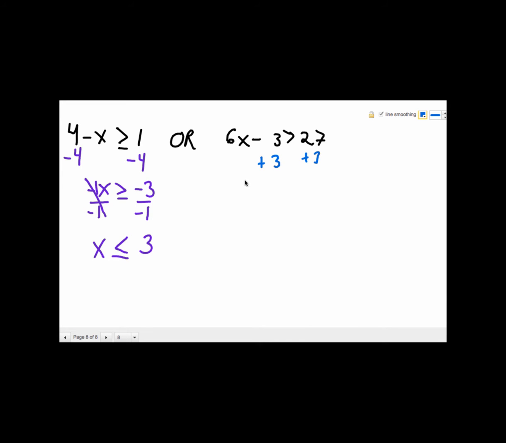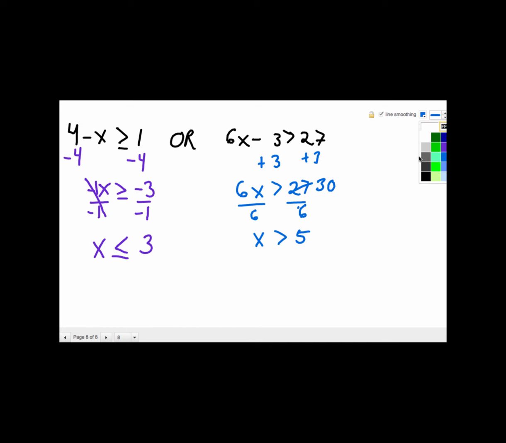In order to solve for x, first add 3 to both sides, and lastly divide by 6. There we go. X is greater than 5.